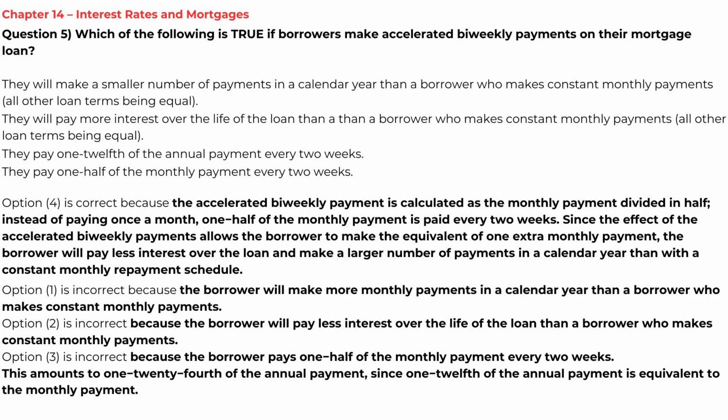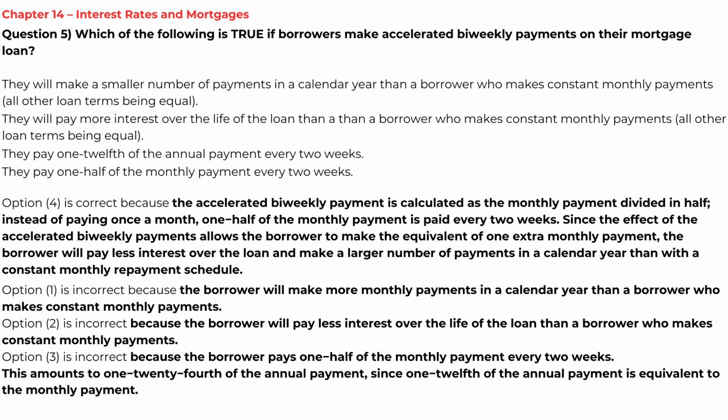Question 5. Which of the following is true if borrowers make accelerated biweekly payments on their mortgage loan? Option 4 is correct because the accelerated biweekly payment is calculated as the monthly payment divided in half. Instead of paying once a month, 1/2 of the monthly payment is paid every 2 weeks. Since the effect of the accelerated biweekly payments allows the borrower to make the equivalent of one extra monthly payment, the borrower will pay less interest over the loan and make a larger number of payments in a calendar year than with a constant monthly repayment schedule.